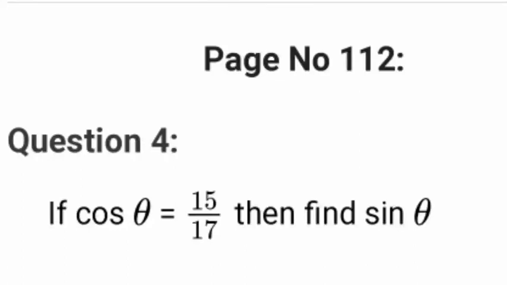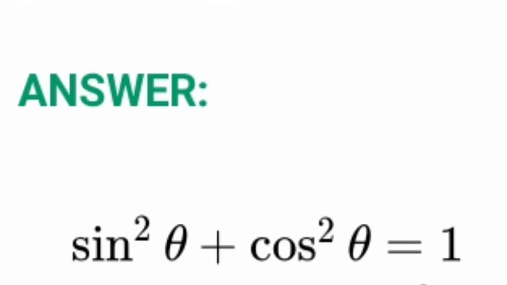Hello students, today let's continue practice at 8.2, question number 4, textbook page number 112. The question is: if cos theta is equal to 15 upon 17, then find sin theta. We will use this equation, that is sin square theta plus cos square theta is equal to 1.